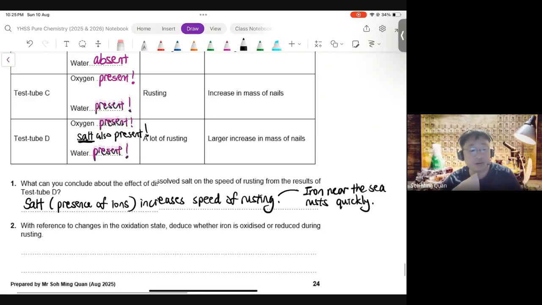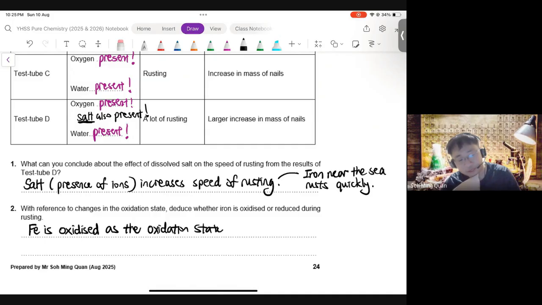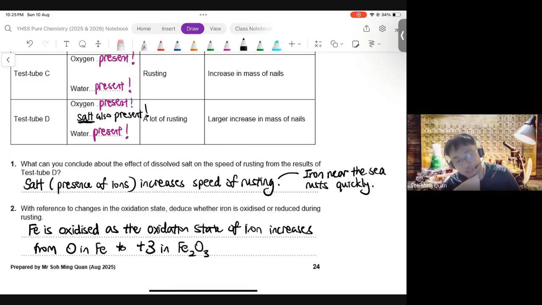Okay? Now, next, with reference to changes in oxidation state, deduce whether iron, Fe, is reduced or oxidized during rusting. That was exactly what I asked you just now. So Fe, iron, is oxidized as the oxidation state of iron increases from 0 in Fe to plus 3 in Fe2O3·xH2O. Okay?